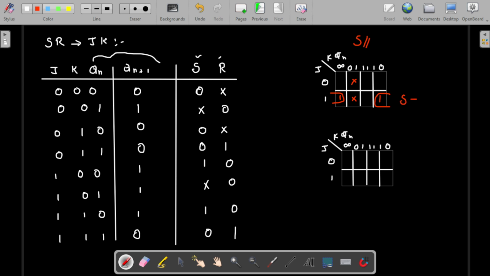So S can be written as J Qn bar. For K, there are two X's and two 1's, so here also the don't care is not needed. If we take R, this is for R. R is equal to K Qn. This is the equation that we are getting.